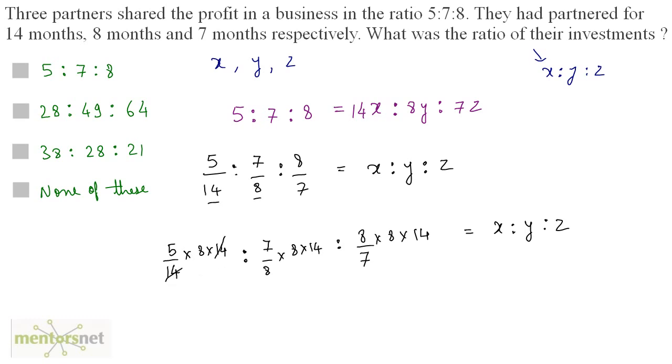So this 14 gets cancelled out, this 8 and this 8 get cancelled out, and this 7 times 2 is 14. So we have 5 times 8 is 40 is to 7 times 14 is equal to 98 is to 8 times 8 is 64 times 2 is equal to 128 is equal to X is to Y is to Z. Now even if we divide this complete ratio by 2, we'll get 20 is to something, and that is not in our options, right? So the correct answer to this question is none of these, but we found out the ratio of their investment, right?